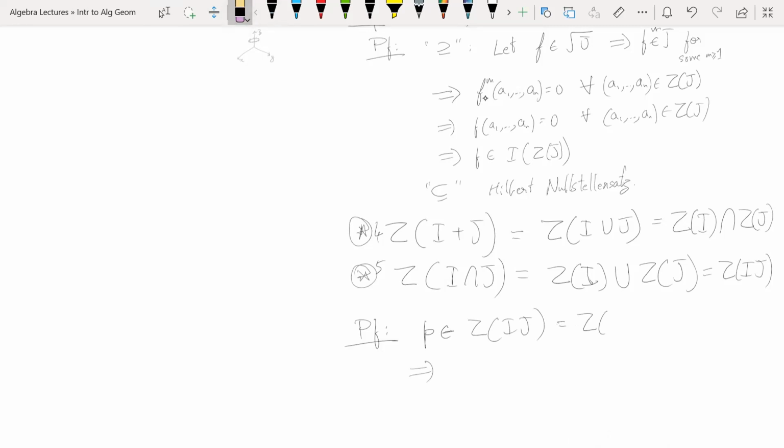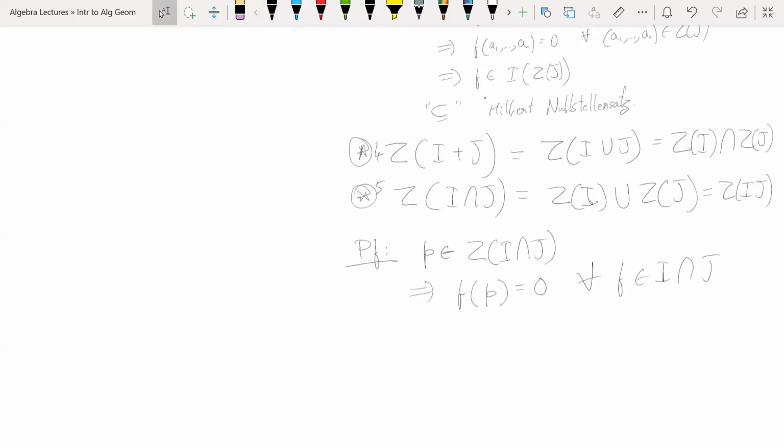Okay, I don't want to write it that way, so let's just try to do all inclusions. So P belongs to Z(I intersection J). Somehow I don't see the proof written down very carefully here. So that means that f of P is 0 for all f in I intersection J. Since f of P vanishes for all f in I intersection J, of course P belongs to Z(I).